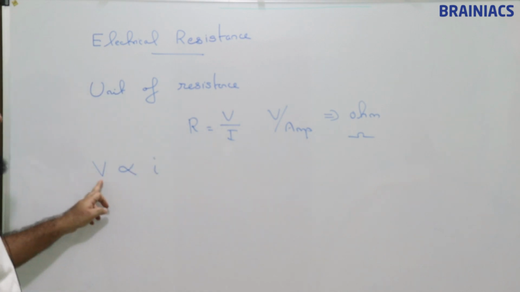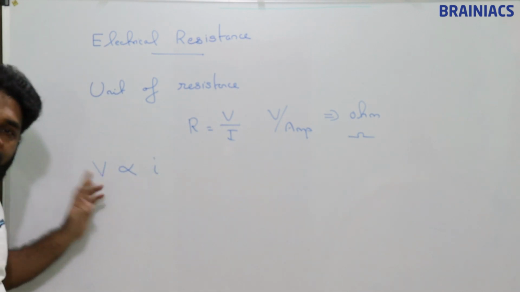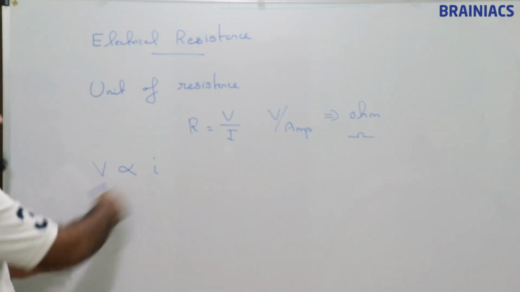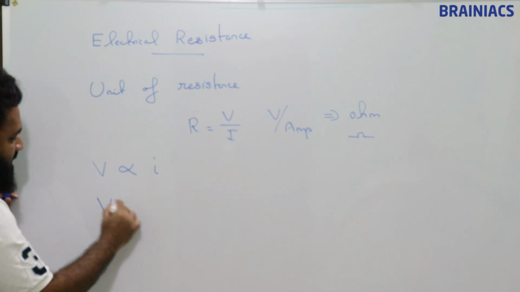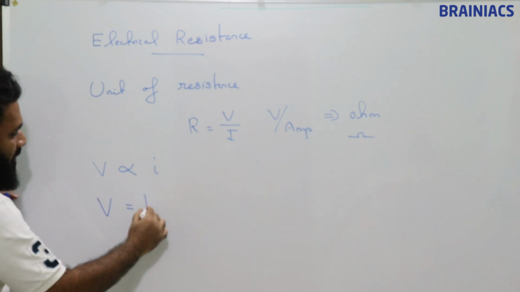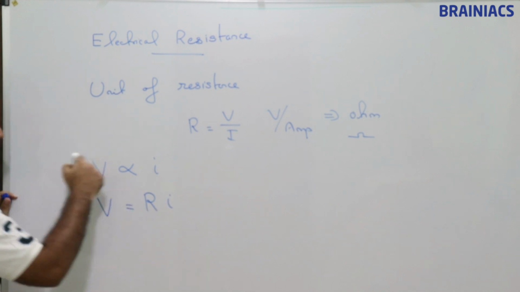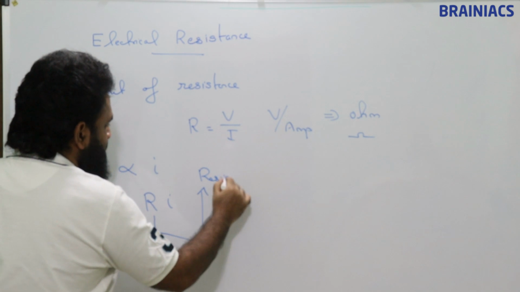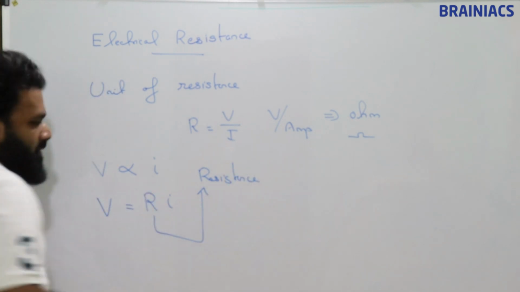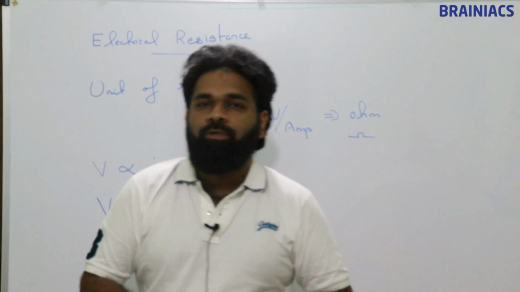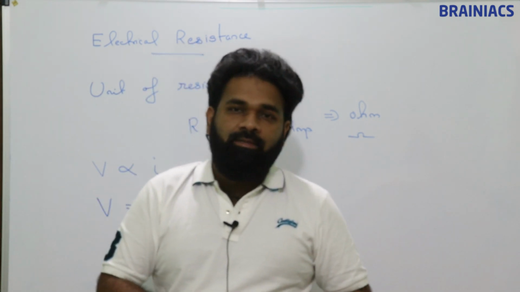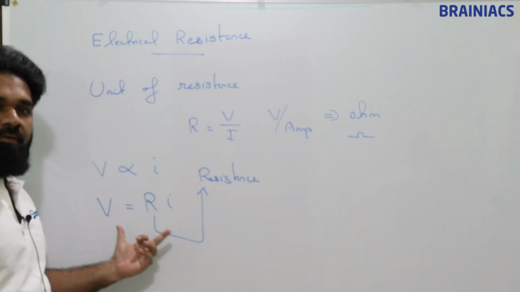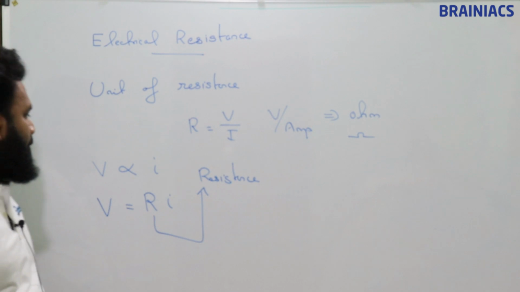So when we say V, it is not just voltage, it is voltage difference or potential difference. V is proportional to I. When we equate, we put a proportionality constant. This is what is resistance. That proportionality constant we take as resistance. Variable resistance is also there, but let us confine our discussion to this for now.